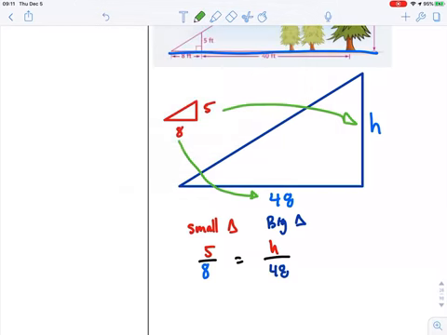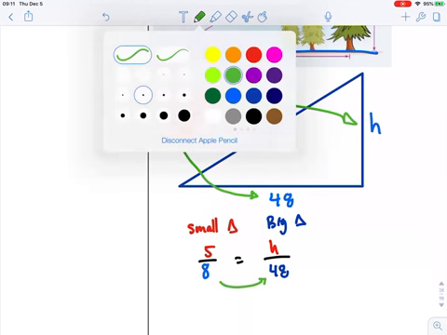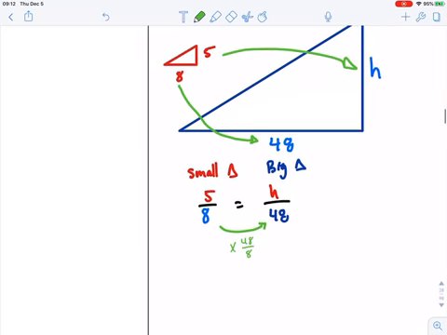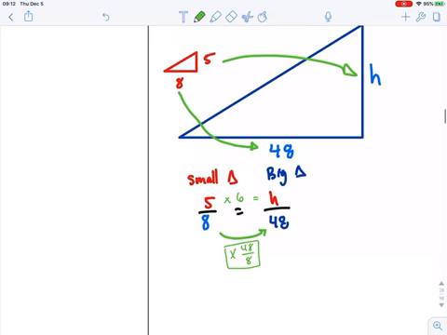So I need to figure out how much change there is from here to here. Okay, and the amount of change is times 48 over 8. Okay, now 48 divided by 8, this number is the same as 6. So 5 times 6, the height should be 30. This height should be 30 feet.